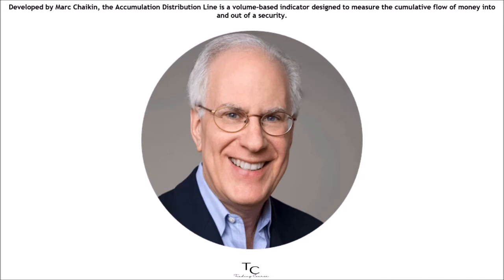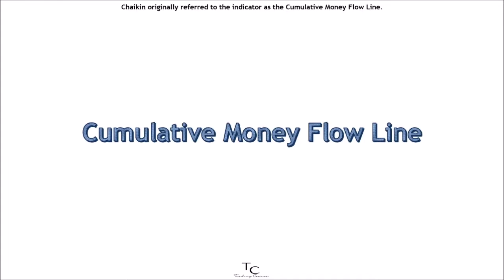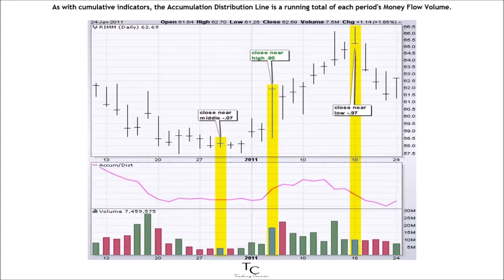Developed by Mark Chaikin, the accumulation distribution line is a volume-based indicator designed to measure the cumulative flow of money into and out of a security. Chaikin originally referred to the indicator as the cumulative money flow line. As with cumulative indicators, the accumulation distribution line is a running total of each period's money flow volume.